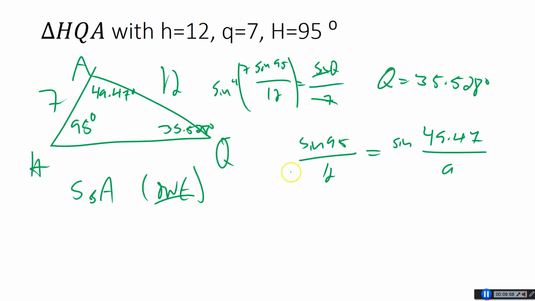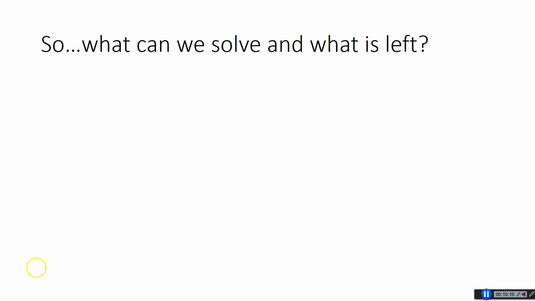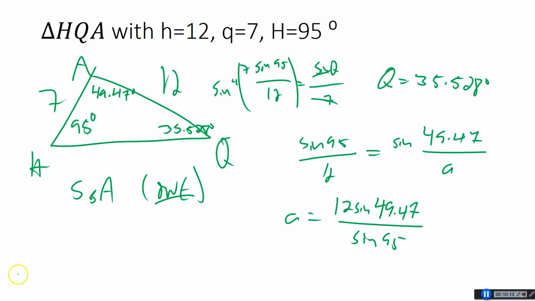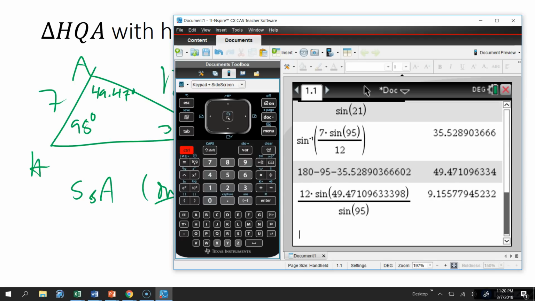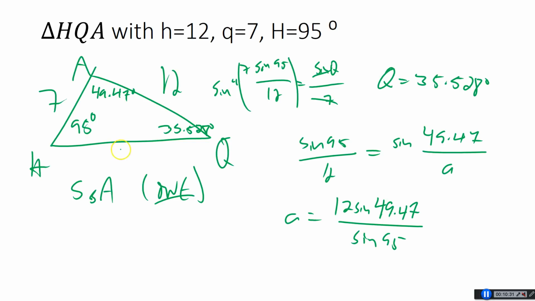So if we multiply by a, multiply by the reciprocal of the left side, we'll have a is equal to 12 sine 49.47 divided by sine of 95. Oh, goodness. Okay, so I'm going to do 12 sine of the 49.47 divided by sine of 95. And that gives me 9.155. And now we have the triangle solved.